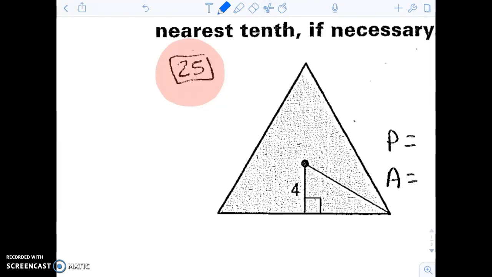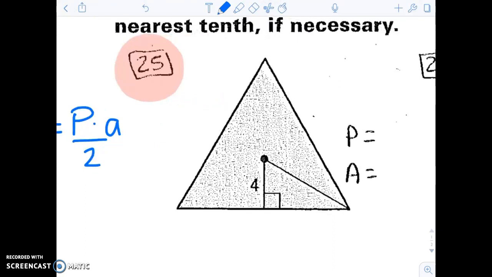So, I know eventually to get area, I'm going to be using this formula, perimeter times apothem divided by 2. So in order to get to my final goal of area, I will also need the apothem along with the perimeter in order to get the area. So taking a look at the picture, I know right here this length, this 4, is my apothem. So I'm just going to put a 4 right there.